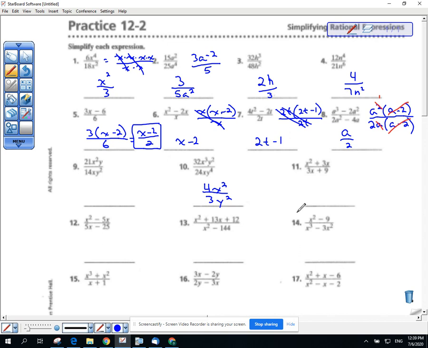11. You can take out an x, plus 3 would be left. And then you can take out a 3, x plus 3. The x plus 3's would cancel, and you have just x over 3.